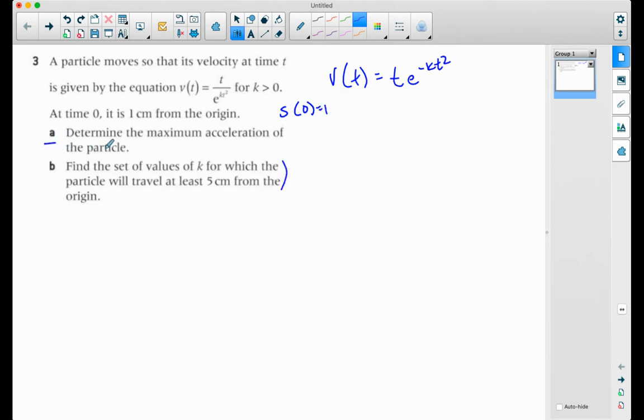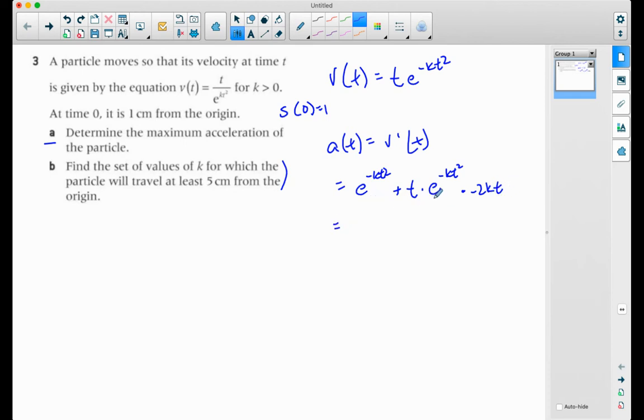For the a part, we want to find the maximum acceleration of the particle. Well, I know the acceleration is going to be the derivative of the velocity. I have to recognize that this is a product going on here, so I have to use the product rule. So it's going to be the derivative of the first, which is 1, times the second function, e to the negative kt squared, plus the first function times the derivative of the second. So the derivative of this one is just going to be e to the negative kt squared times, chain rule says, the derivative of that top, which is negative 2kt.